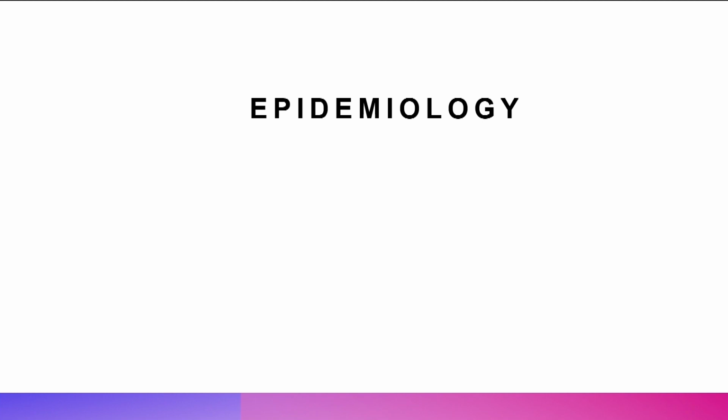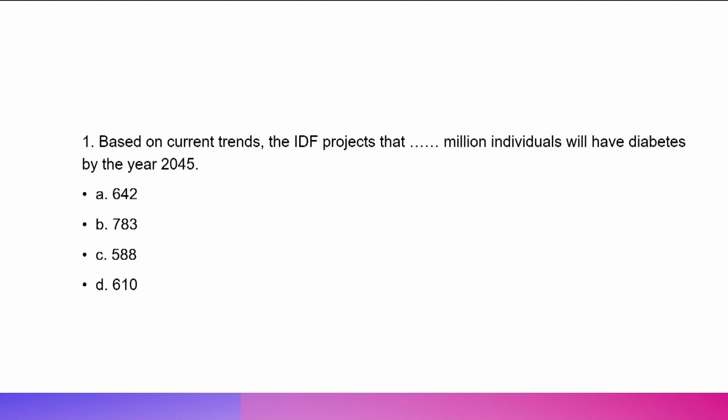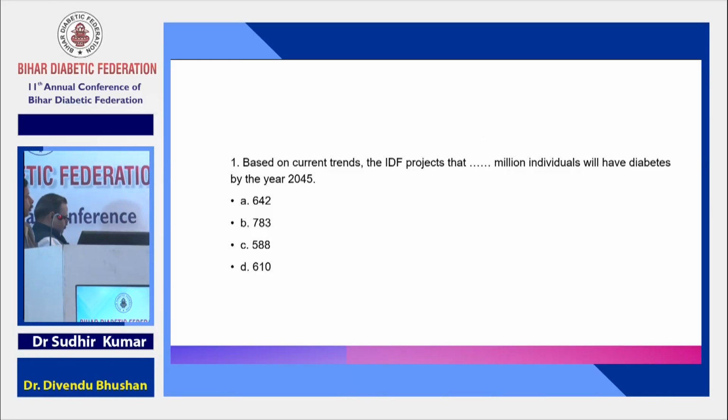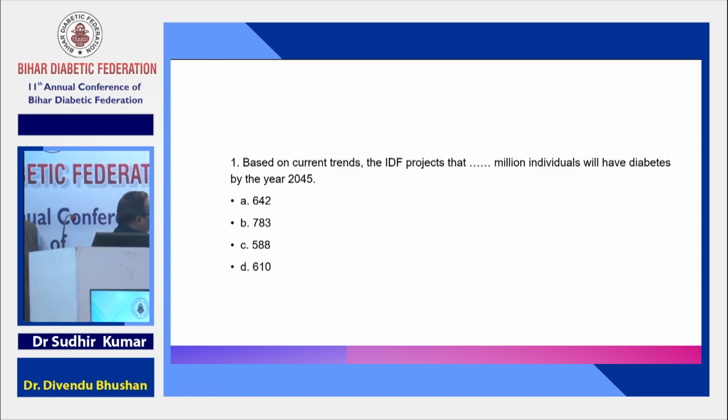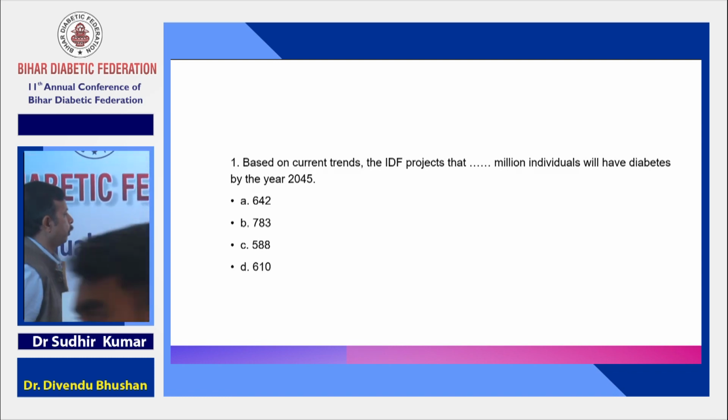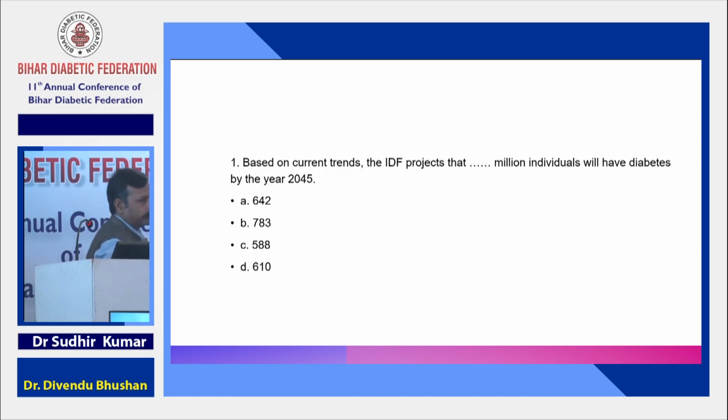Okay. So the next round is related to epidemiology, and the correct answer will achieve 10 marks. No negative marking, and it will not pass on. So first question from team B. Based on the current trends, the IDF projects that by 2045, dash million individuals will have diabetes. By 2045, what is the projection as per IDF?